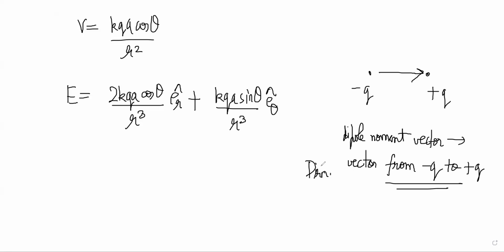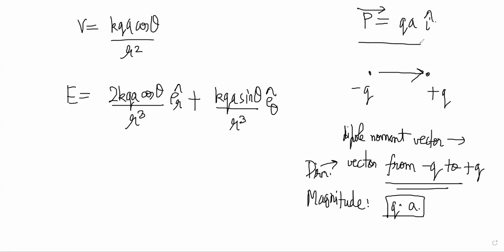And what is the magnitude of the vector? The magnitude of the vector is always defined to be the charge times the distance between the two charges. So in this case, my dipole moment vector, or let's call it P vector, is basically qa I cap, right? Because the direction of the dipole moment is from minus q to plus q, which is I cap here.